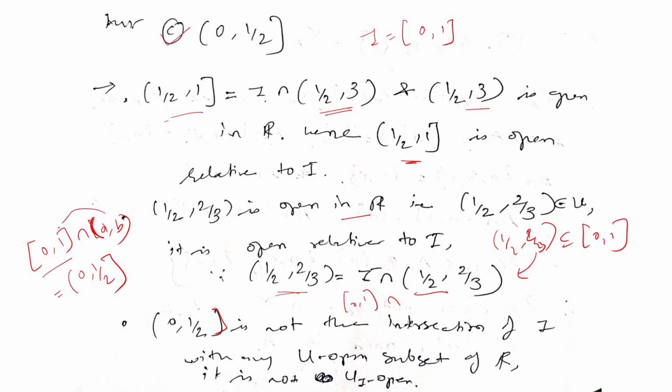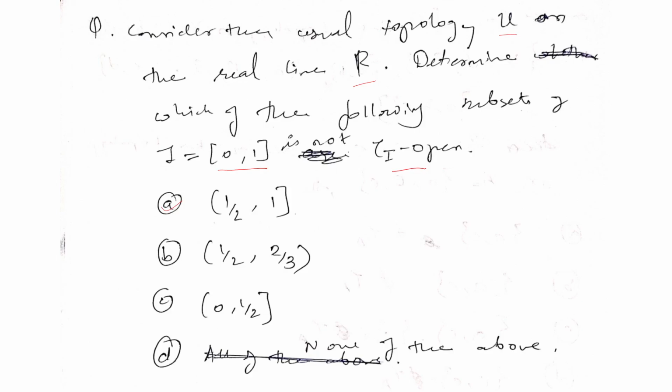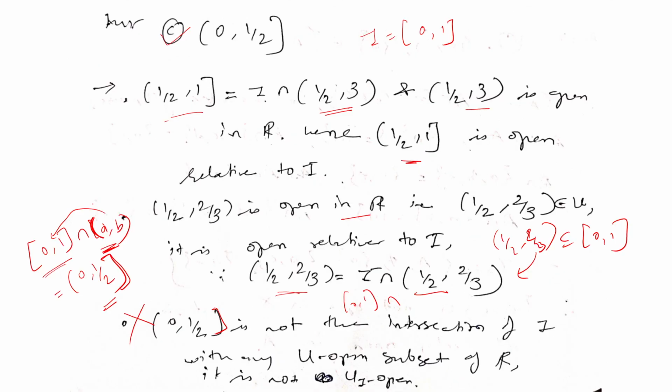Because if this is part of 0 comma 1, then it will be open. So you will not get such an interval a comma b that when you take the intersection with closed 0 comma 1, it will give this. So this cannot be open with respect to the relative topology on I. Fine. So the correct option will be C. I hope it is clear. Okay. So let's move to the next question.